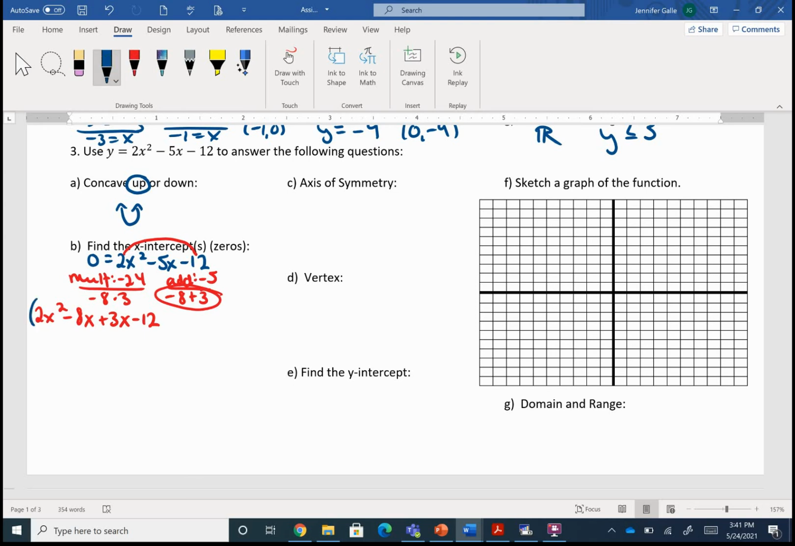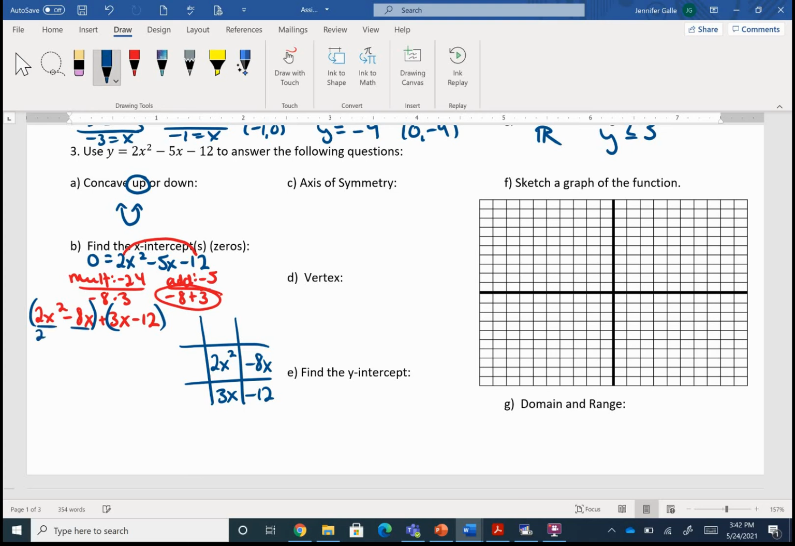So if I use the parentheses, I'm going to group the first 2 and the last 2. If I use the boxes, I'm going to sketch that over to the side here. We have 2x squared minus 8x plus 3x minus 12. So either setup will work. We'll get the same thing. I will show both. I'm going to start with the parentheses.